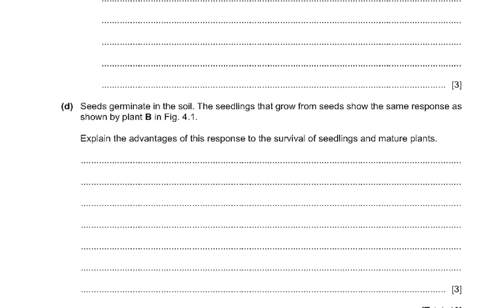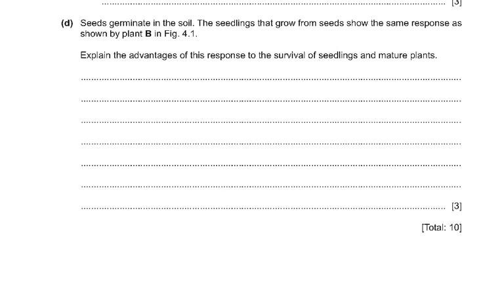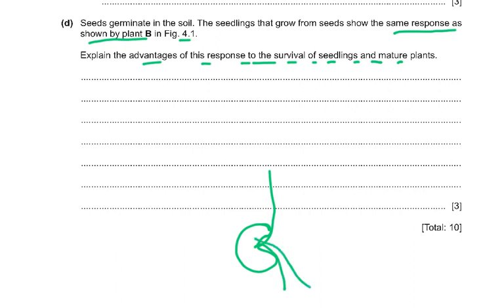Then we come to the next part. Seeds germinate in the soil. The seedlings that grow from seeds show the same response as shown by plant B. Explain the advantage of this response to the survival of the seedling. That means you plant the seeds and then a little baby plant starts to grow. And of course this cotyledon will finish, so only this little bit of the cotyledon will be left.